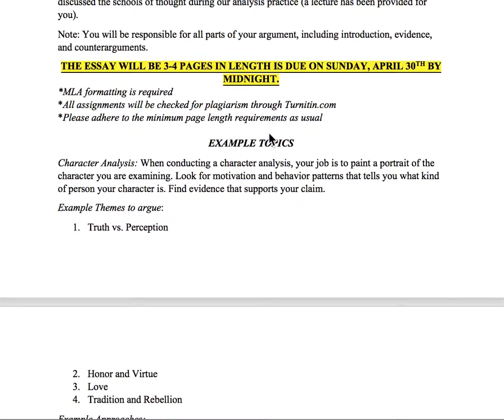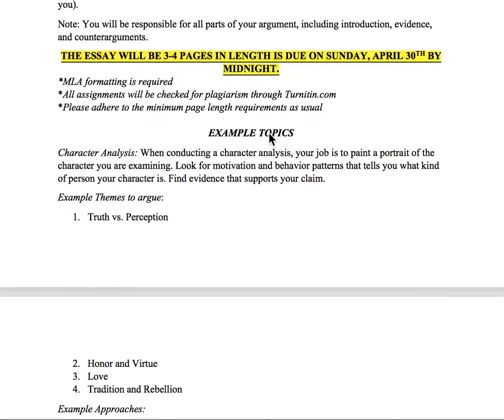So if you want to tell me a certain character is a feminist, you might say someone would disagree with that, and here's why, but here's why I think they really are a feminist, and I'm going to disprove that idea. So your essay is 3 to 4 pages in length, and it's due on Sunday, April 30th by midnight. MLA formatting, of course, and everything checked through, turn it in.